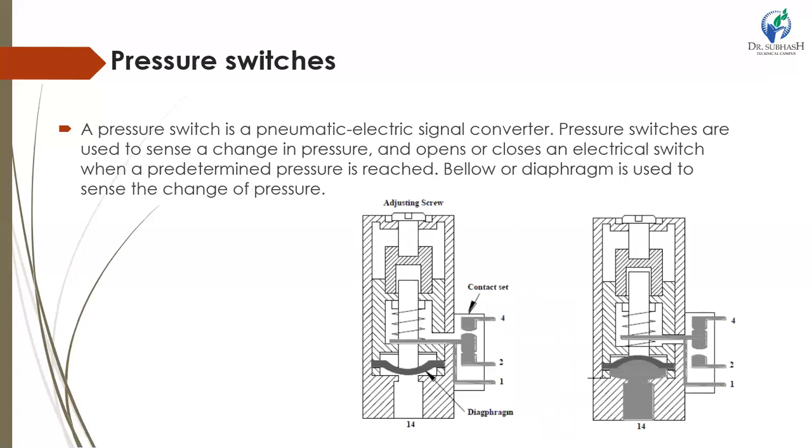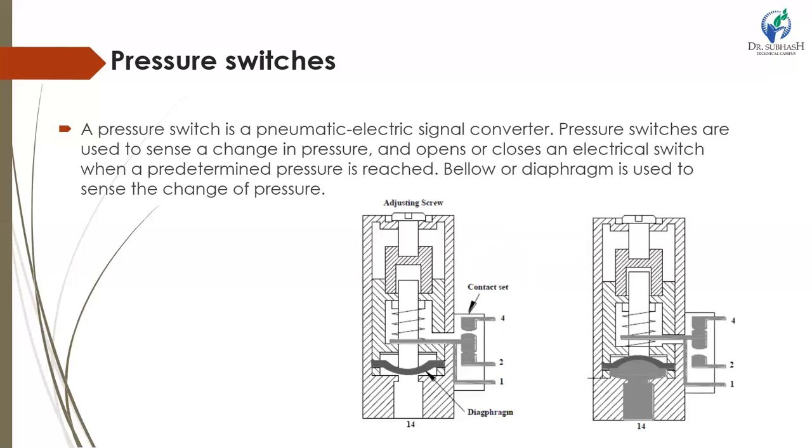Another one is pressure switches. A pressure switch is a pneumatic to electrical signal converter. A pressure switch is used to sense a change in pressure and open or close an electrical switch when a predetermined pressure is reached. So it is also used for safety purposes. A bellows or diaphragm senses the change of pressure. It regulates pressure and can maintain pressure, usually by an automatic pre-decided setting.